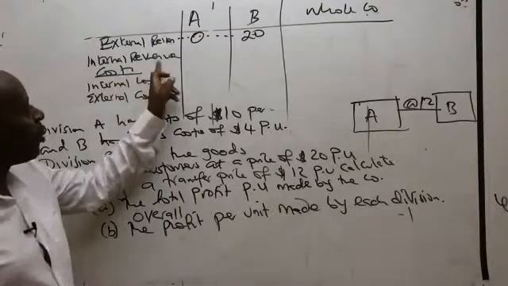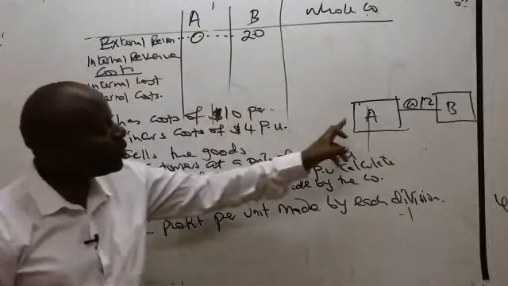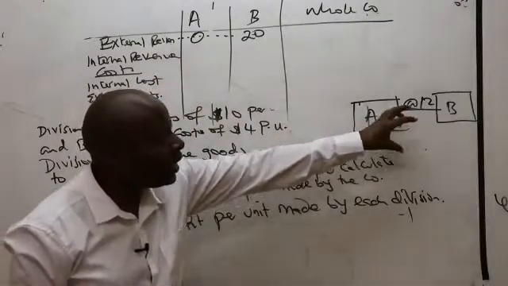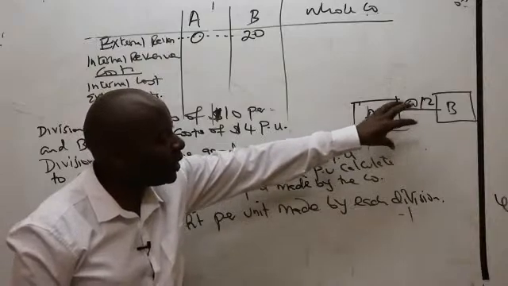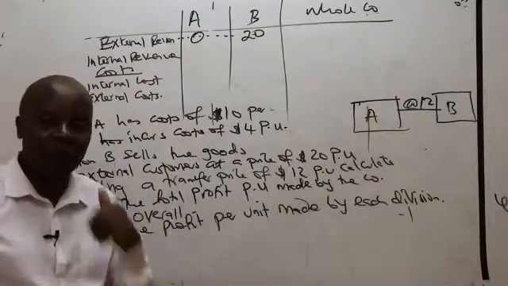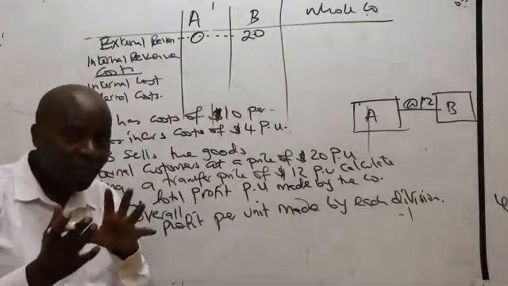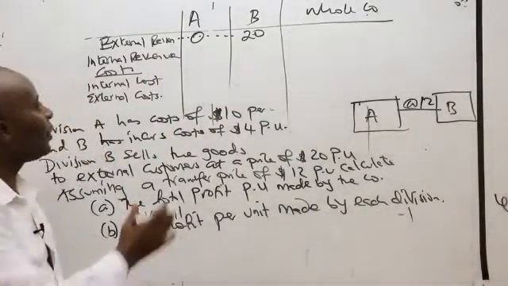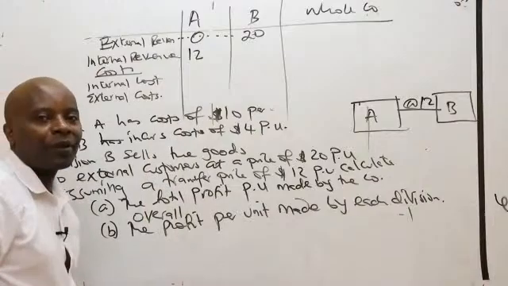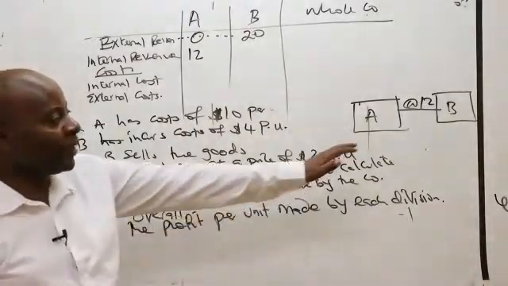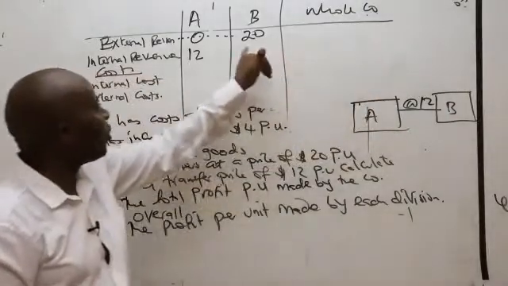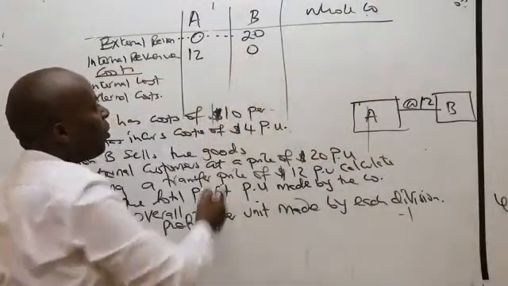Now comes the internal revenue. Internal revenue is the one that A is making. A is selling these goods to B, and they are able to earn a price of how much here? A price of 12. They never gave us quantities, otherwise we would have multiplied. So we have internal revenue per unit is 12. And you can see, ladies and gentlemen, that B does not have any internal sale. So B internal revenue here is 0.